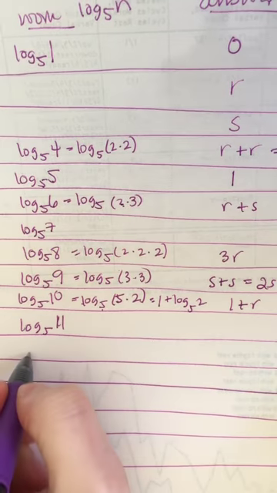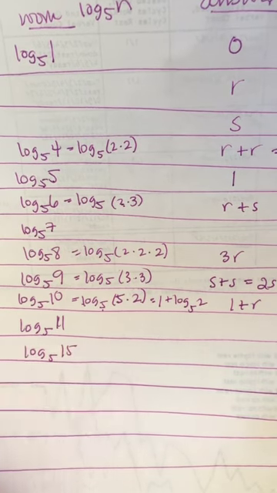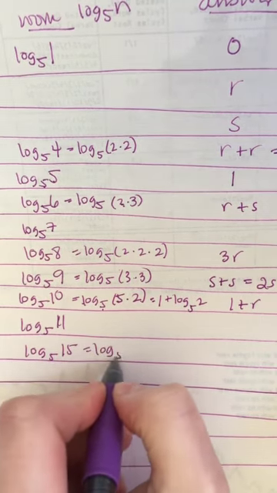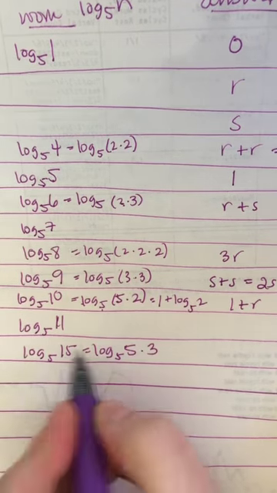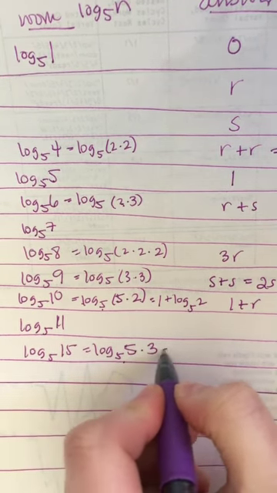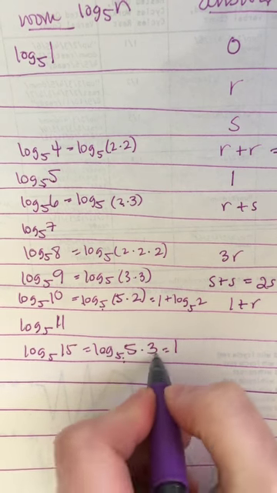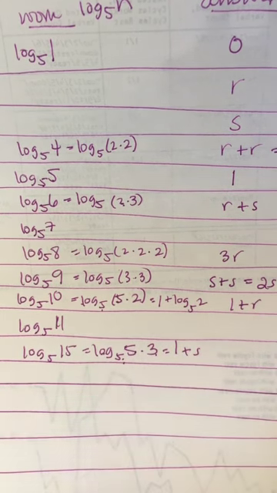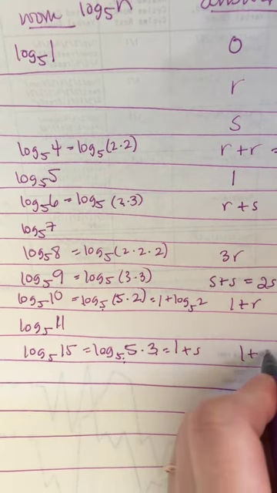And then log base 5 of 15. Well, that's log base 5 of 5 times 3. Log base 5 of 5, that's 1. Log base 5 of 3, that's S. So 1 plus S. I'll rewrite it over here.